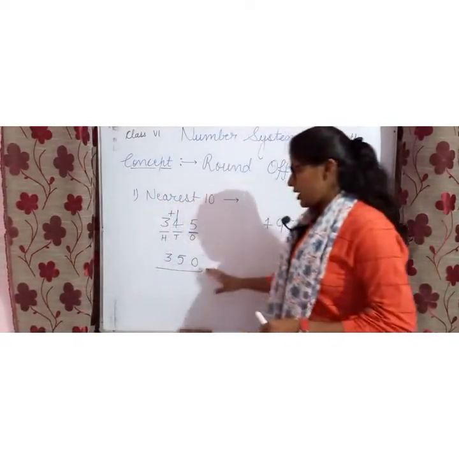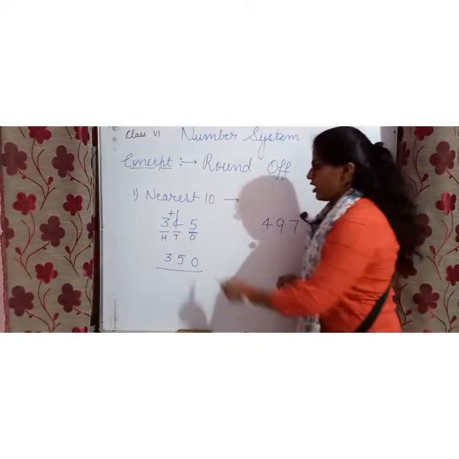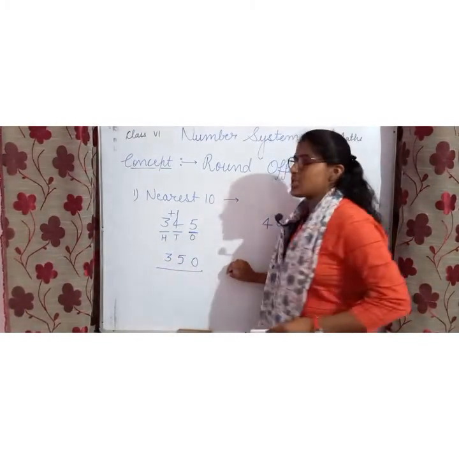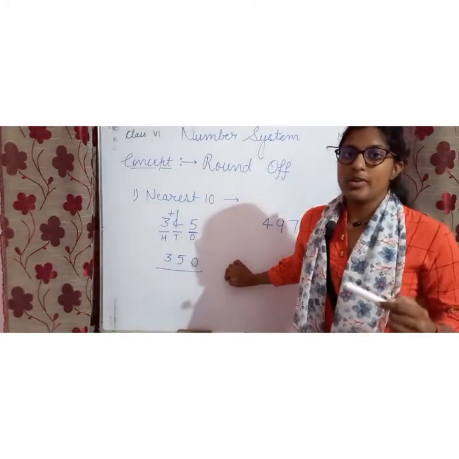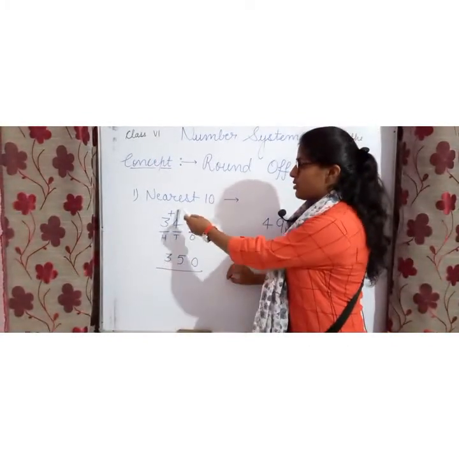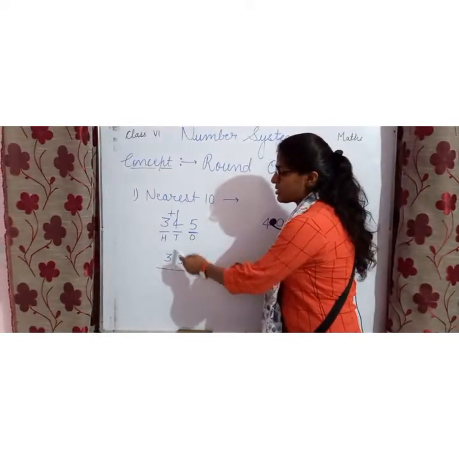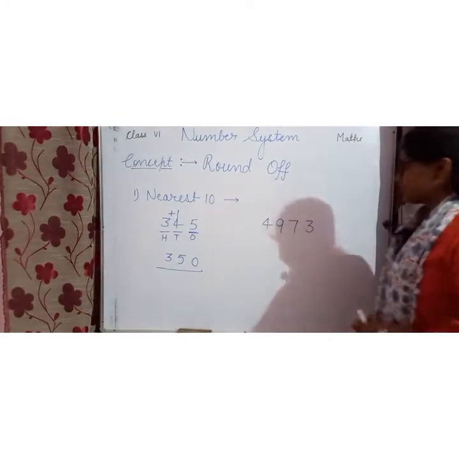Okay? Clear? Again you can see here 345. At the ones place digit, we put 0. We see the ones place digit is greater than or equal to 5. In that situation, we will increase the tens place digit by 1. So 4 plus 1 is 5 and the remaining digits come as it is, 0. Let's see one more example.